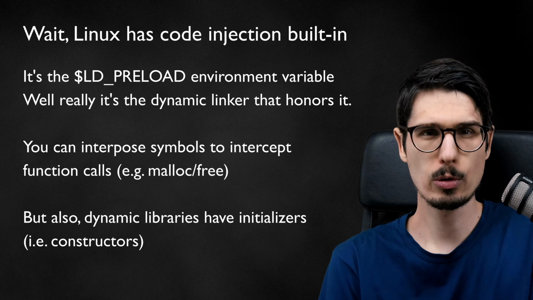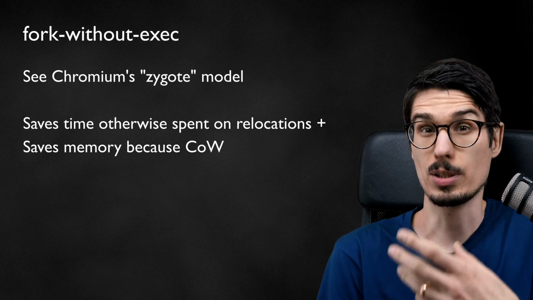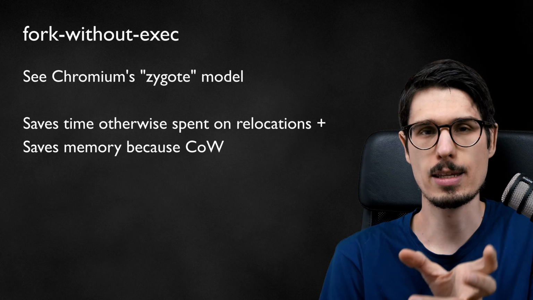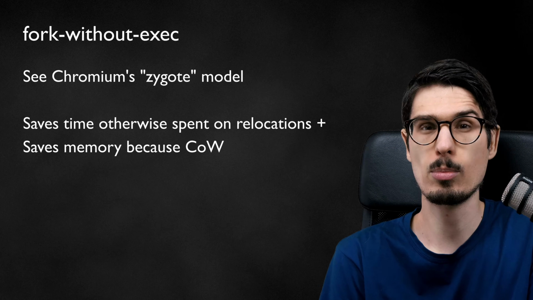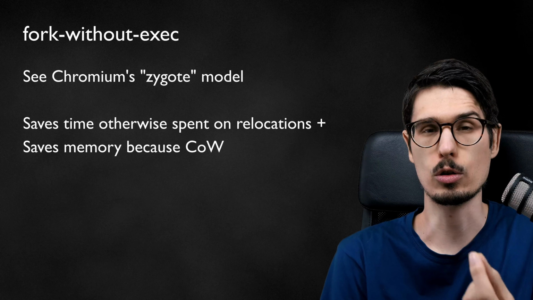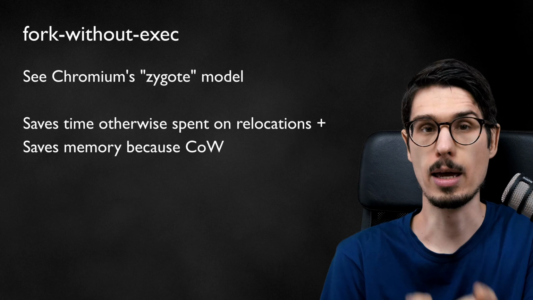That works for simple programs, but not for those that fork, but then never exec. Chromium does that, for example. It has a zygote process that serves as a template that's forked every time it needs to make a new renderer process. This saves time and memory.